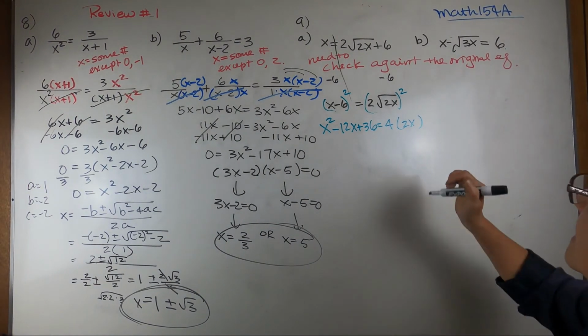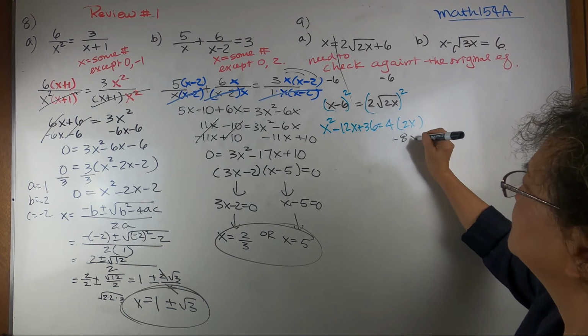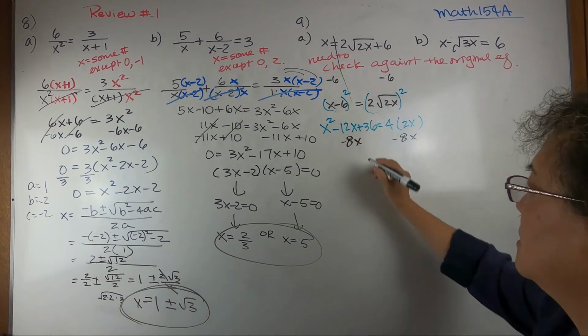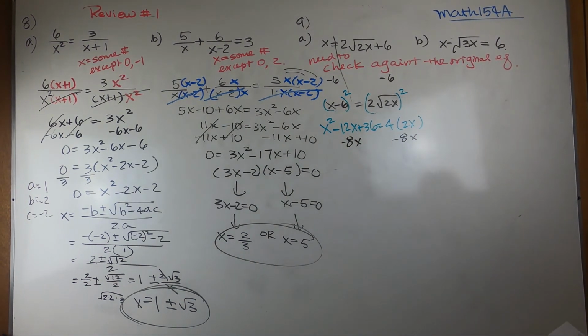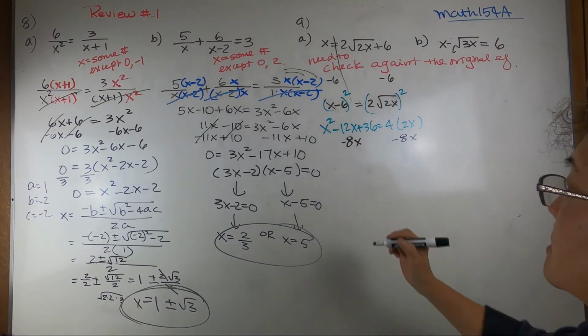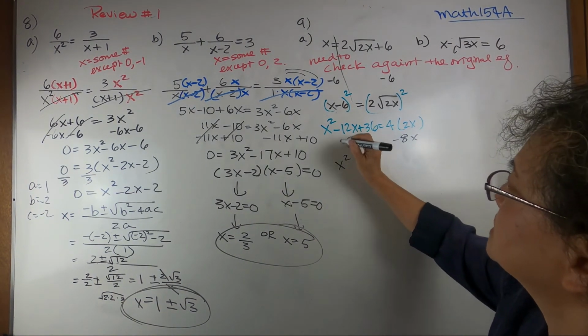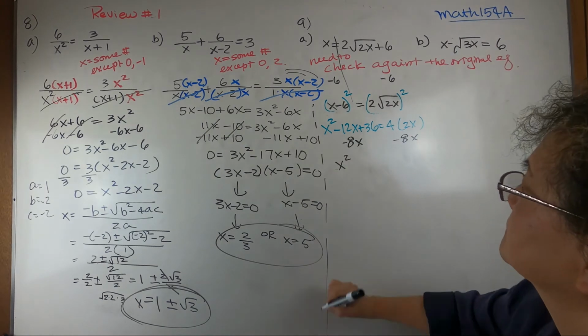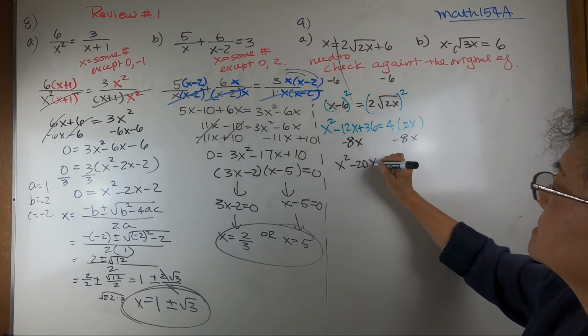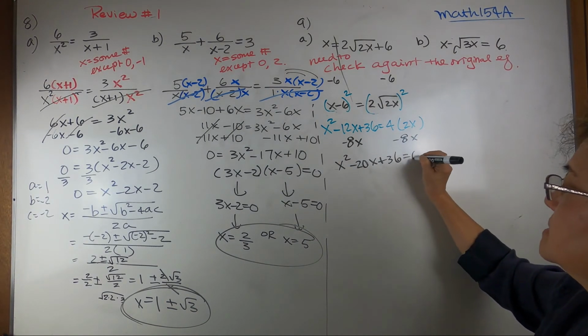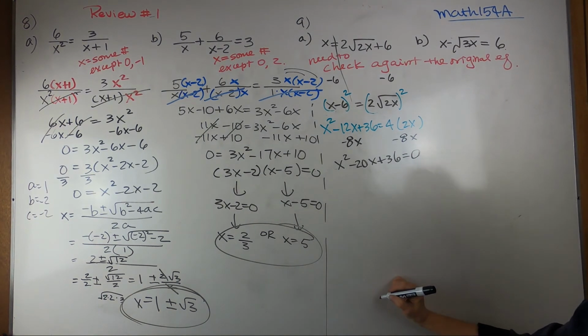So that would be 8x. So I'm going to minus 8x on both sides, right? So what do we have? X squared minus 20x plus 36 equals 0, right?